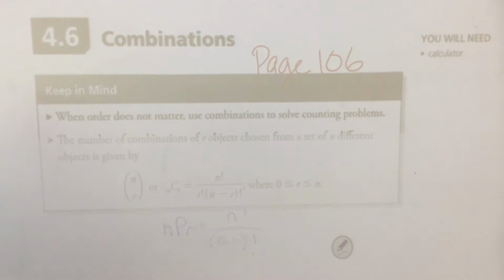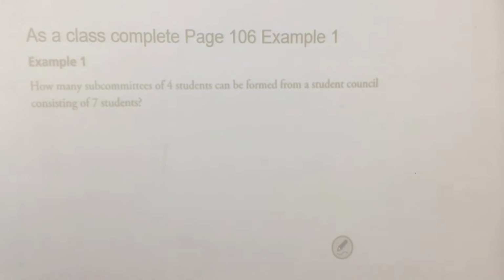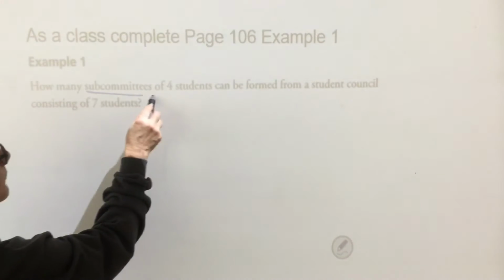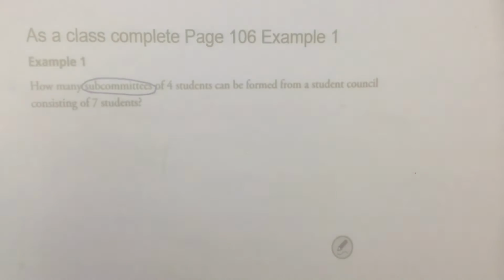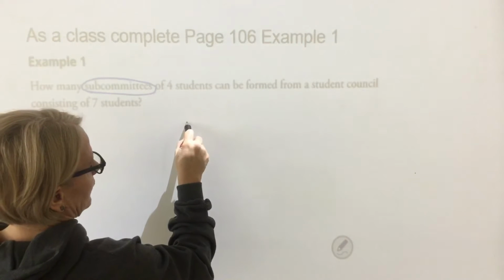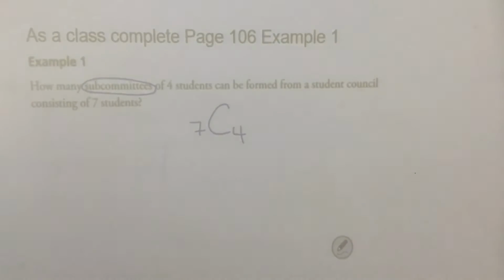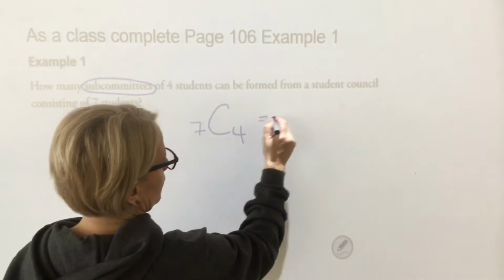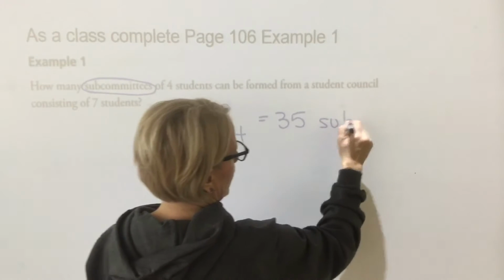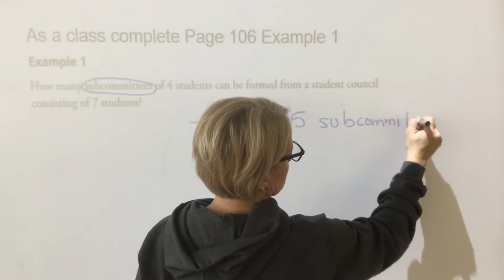All right, so we're going to look at page 106, example 1. This is a bit repetitive. How many subcommittees of 4 students can be formed from a student council consisting of 7 students? We have a subcommittee, and we're not given any order to it. We're not giving any positions to our committee. So that makes it a combination because our order doesn't matter. So 7 choose 4 would be 35 subcommittees.